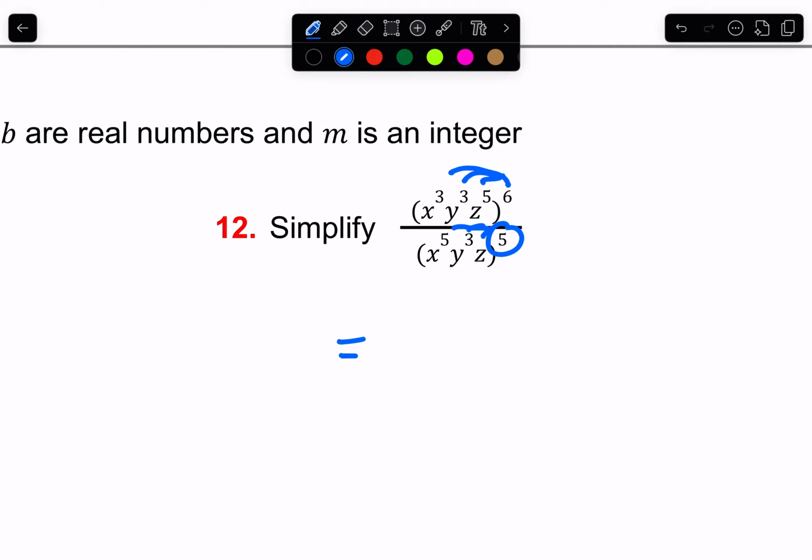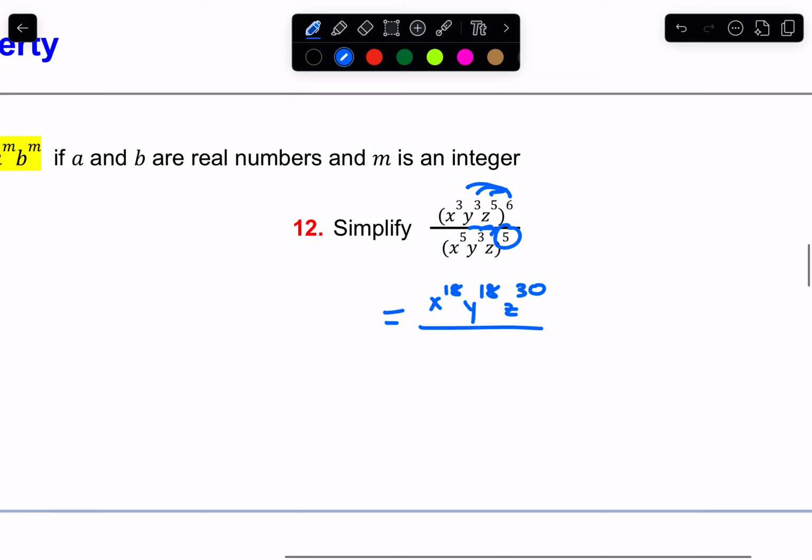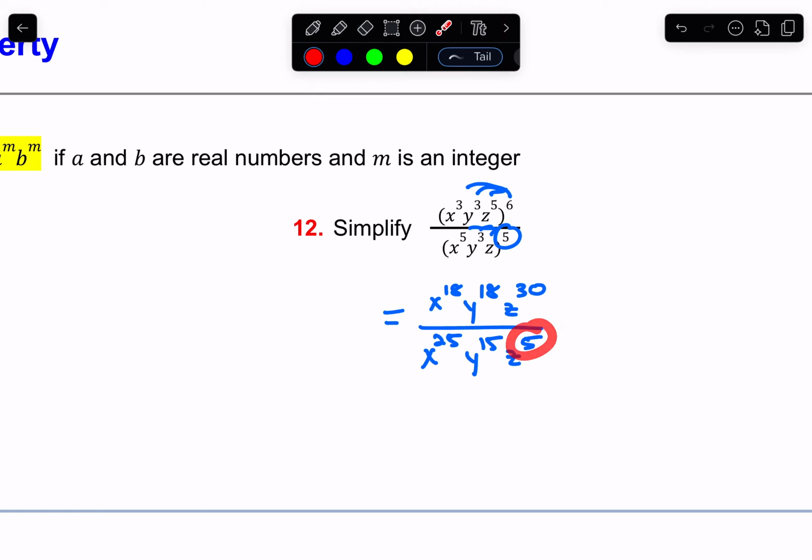On the top, x cubed to the power 6 is x to the 18. Y cubed to the power 6 is y to the 18. Z to the 5th to the power 6 is z to the 30, where I'm just multiplying 6 times all those exponents inside. Then in the denominator, we're multiplying all the exponents times 5. So we get x to the 25, y to the 15, and z to the 5. I get this 5 here because it was z to the 1, and then I multiply by that 5 on the outside. Okay, so now we have exponents on top and bottom.